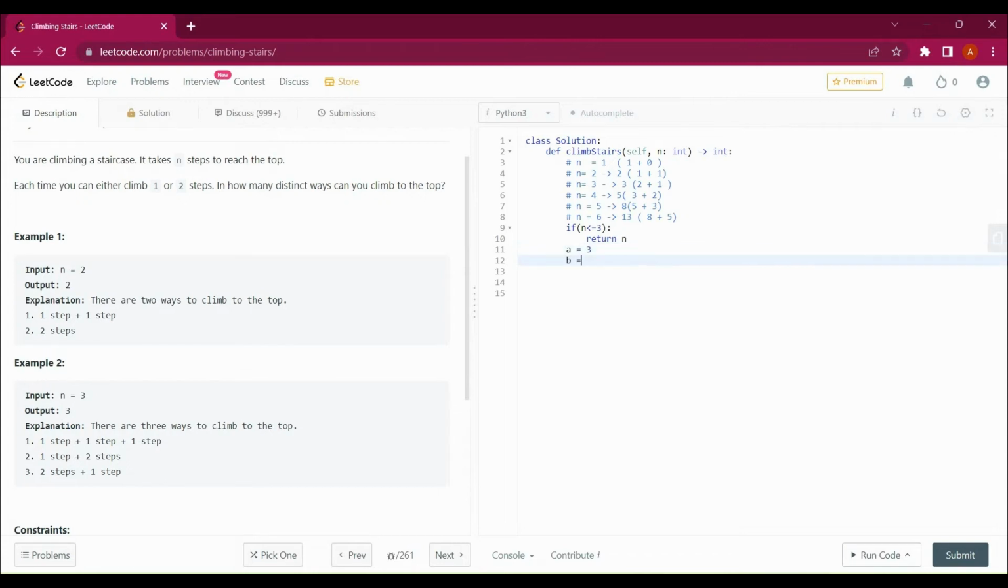So a is equal to 3, b is equal to 2, and a holds the sum of the previous two numbers, and b will be holding the value of 2. So let me explain what I'm talking about here.